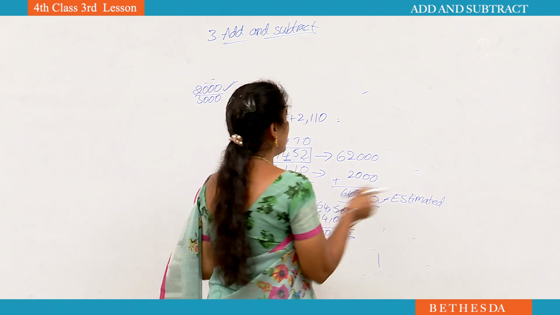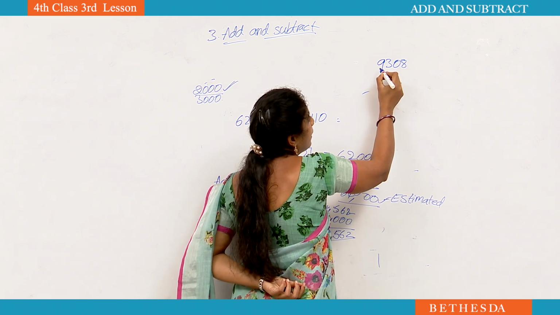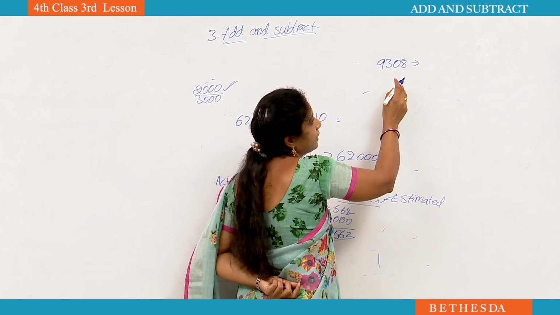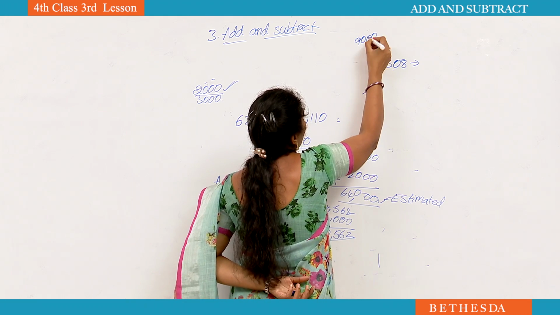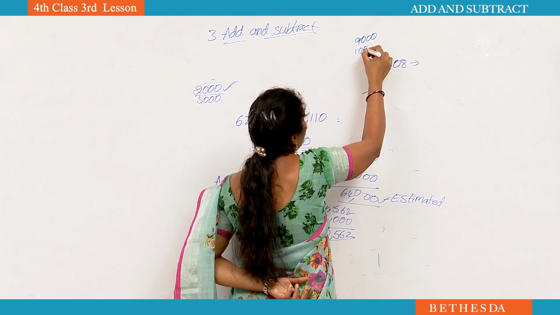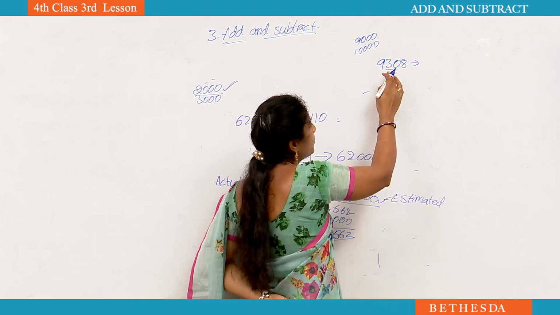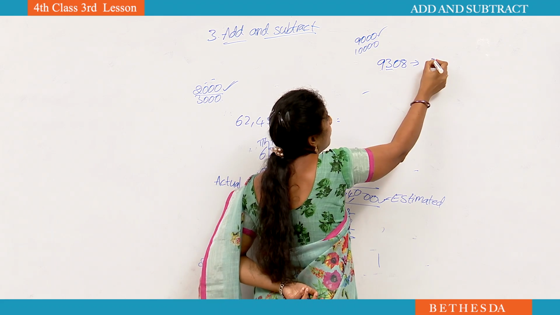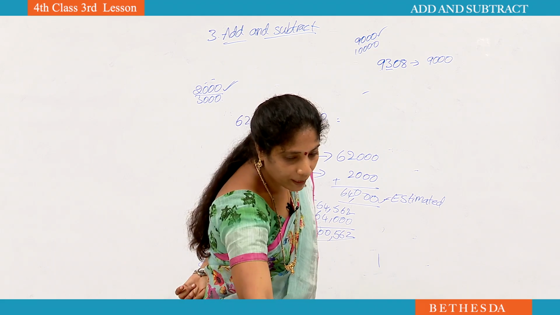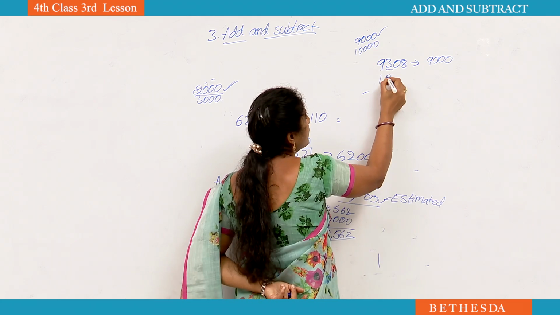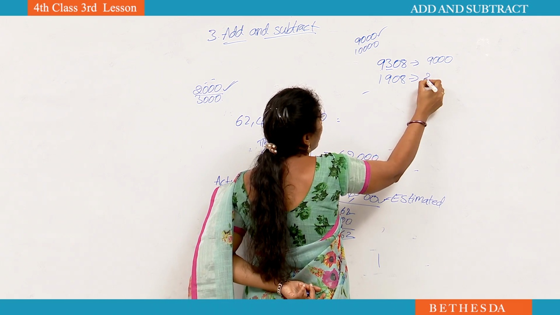See, I am saying the sum briefly. 9,308: the nearest thousand is in the middle of 9,000 and 10,000. Which number do we take? For that we observe the hundreds place number. The hundreds place number is 3, so I take the smaller number, 9,000. The second number is middle school. How many are there? 1,908. The nearest thousand is 2,000.